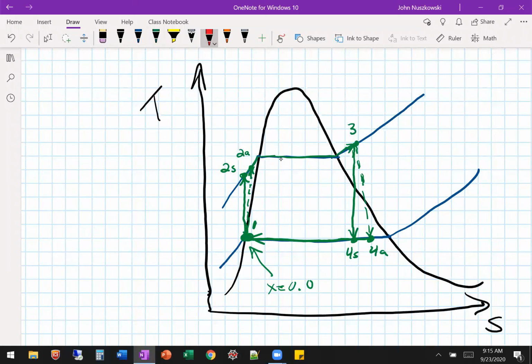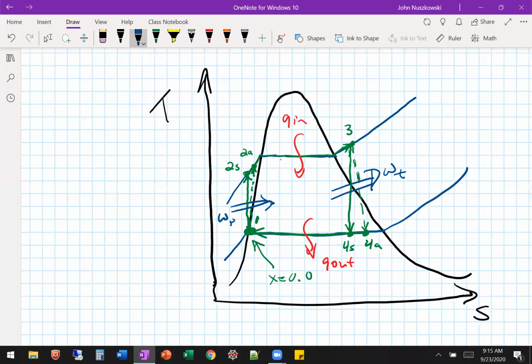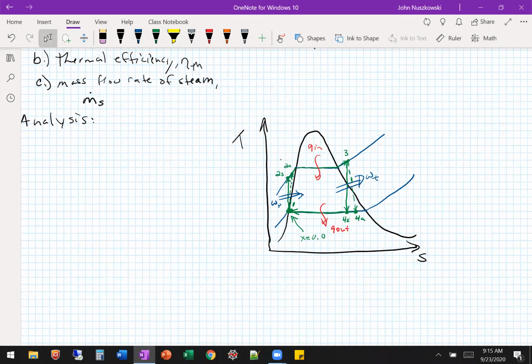We can add our labels. This is where we have heat in, heat out, because we're going from right to left. We're reducing entropy because we're rejecting heat, right? We have work going in at the pump, work going out at the turbine, all right? Any questions on that?